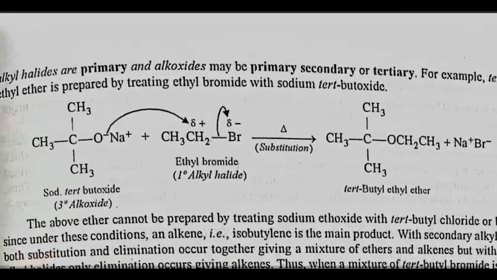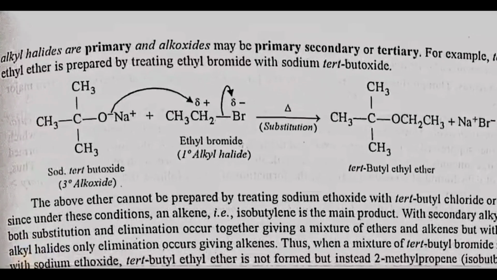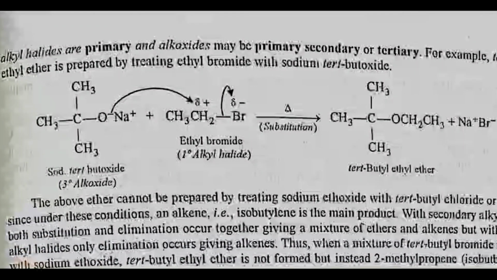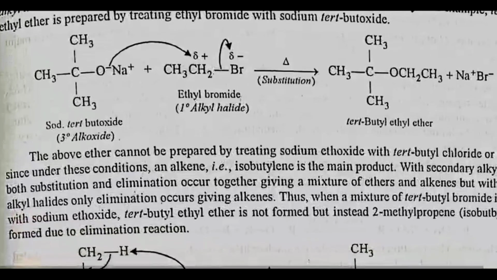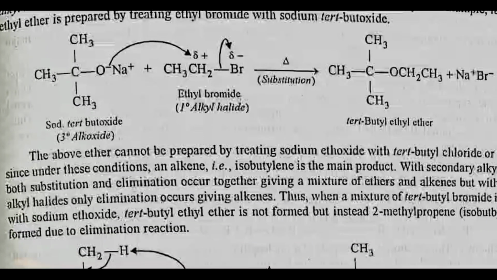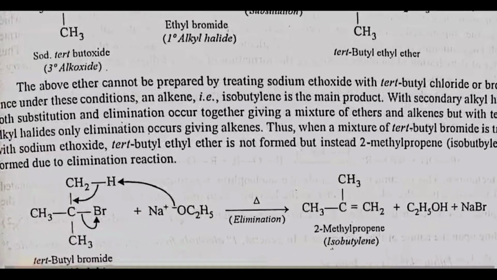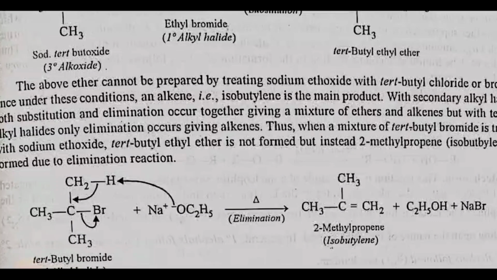For example, butyl ethyl ether is prepared by treating ethyl bromide with sodium butoxide. Sodium butoxide plus ethyl bromide on heating gives butyl ethyl ether plus Na+ Br-. The above ether cannot be prepared by treating sodium ethoxide with butyl chloride or bromide, since under this condition an alkene, that is isobutylene, is the main product.